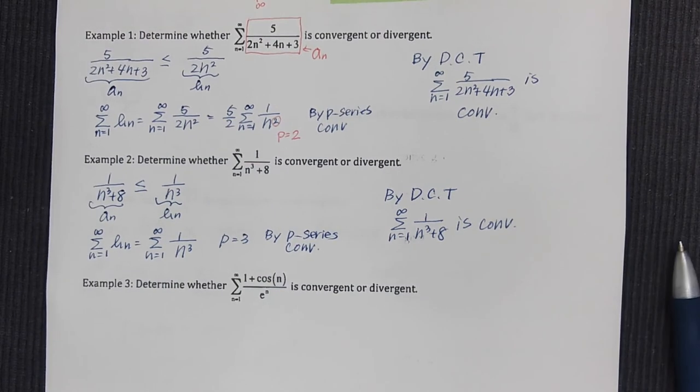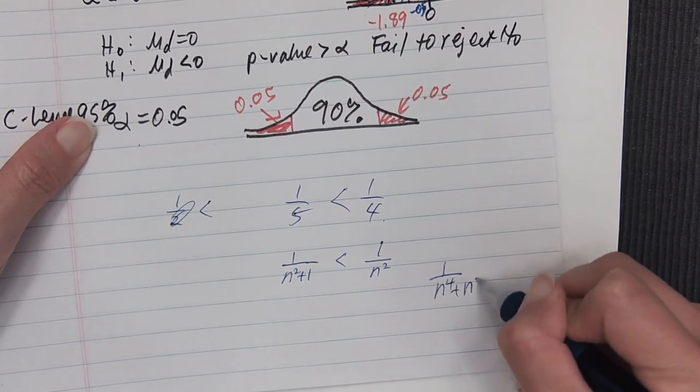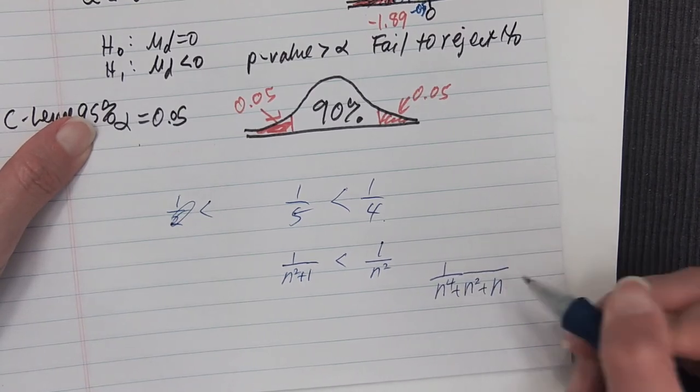Professor, I had another question. You know how we started off with a n with n cubed plus 8 in the denominator? Say if we had n to the power of 4 plus n cubed plus n squared plus 8, how would we make that smaller?